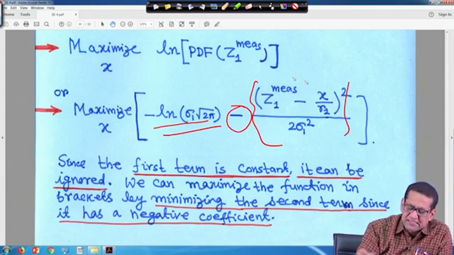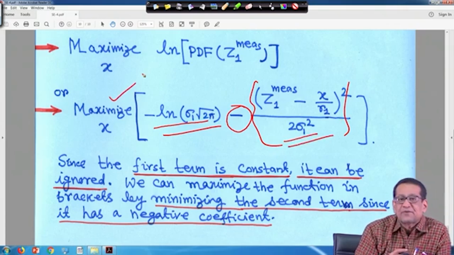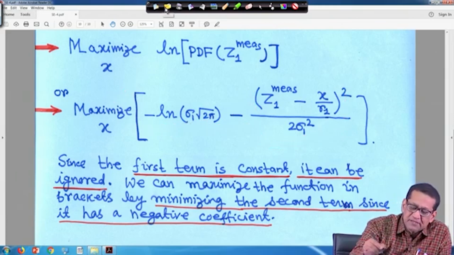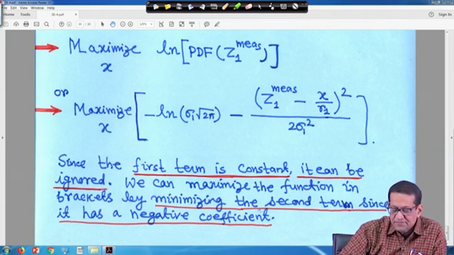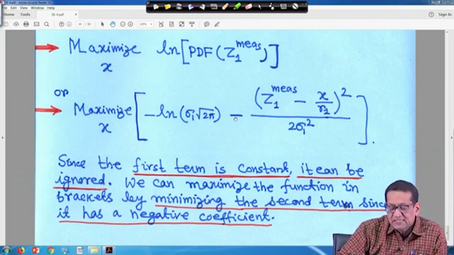That means minimizing this term will actually maximize the function, because the first term is a constant and a minus sign is there before the second term. Therefore, we can maximize the function in brackets by minimizing the second term, since it has a negative coefficient. This is negative, right.